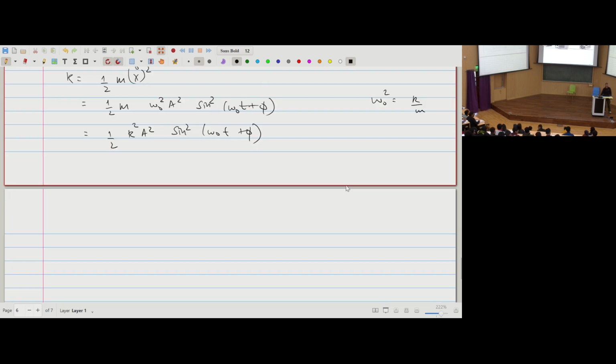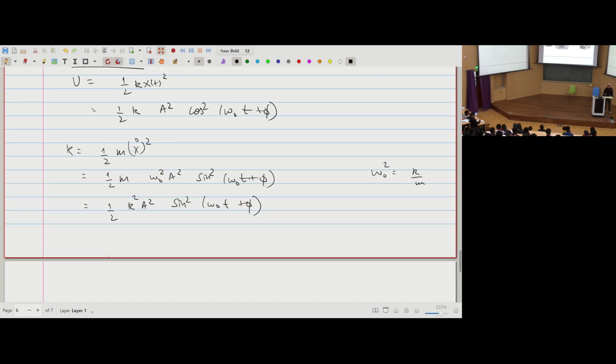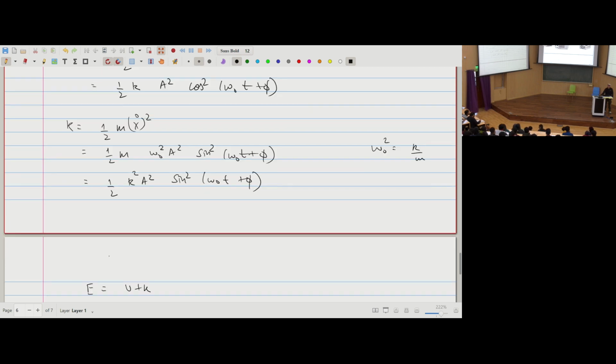So we are expressing U and K in terms of time now instead of position. Total energy in this case is constant. Let's see. You add them. So what we see is... should it be a k?